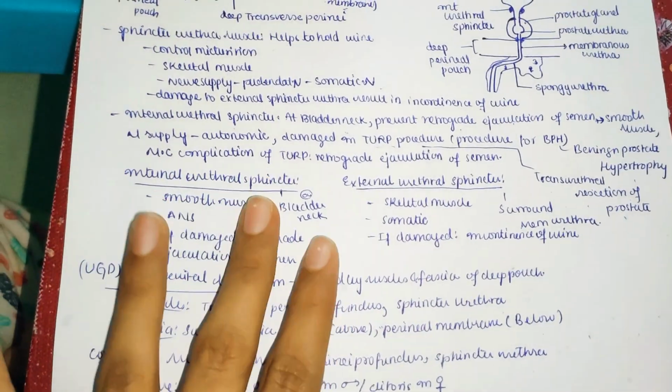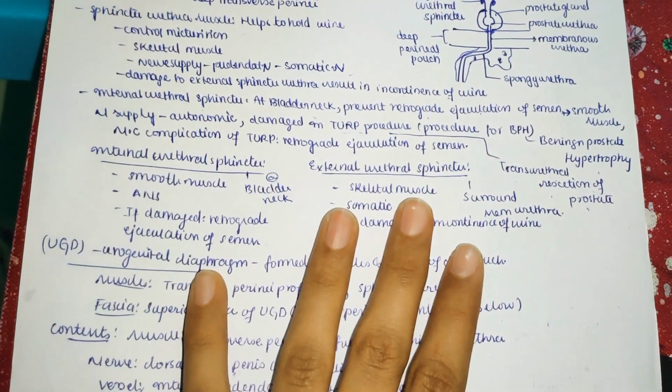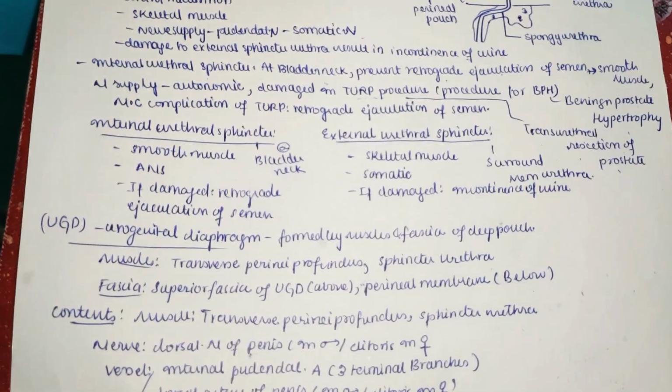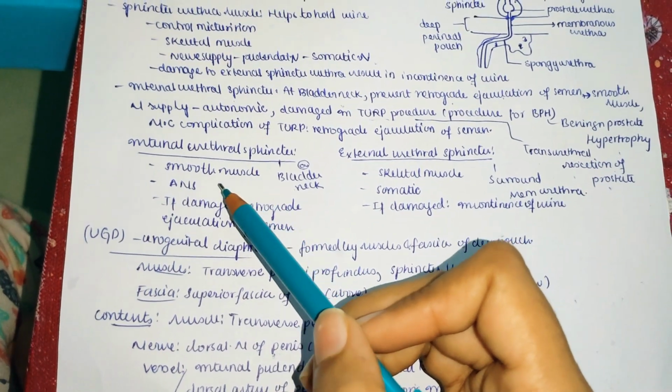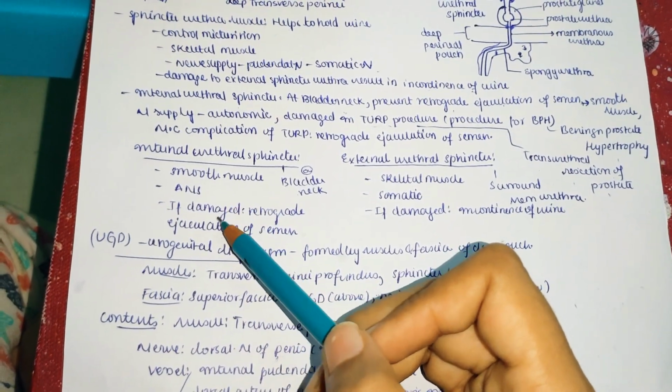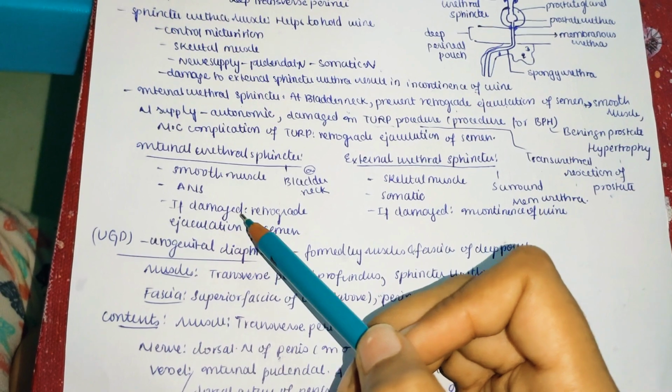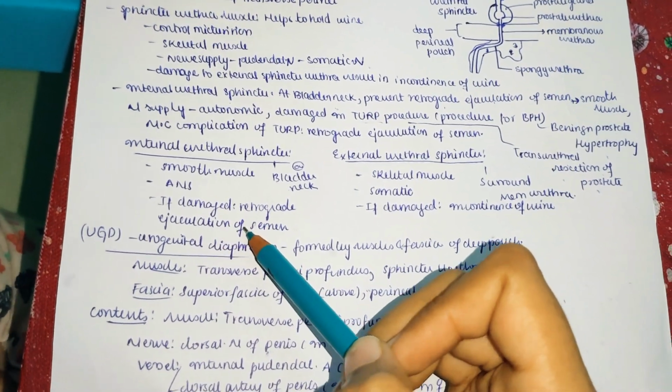So now let us differentiate the internal urethral sphincter from the external urethral sphincter. The internal urethral sphincter is present at the bladder neck. It is a smooth muscle. It is supplied by the autonomic nervous system, and if damaged, there is retrograde ejaculation of semen.